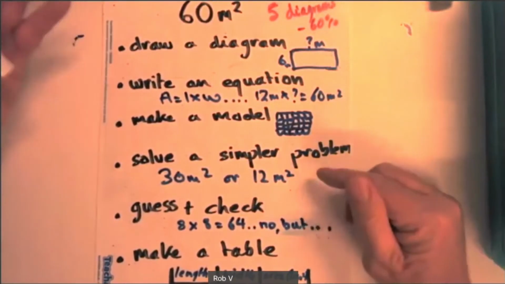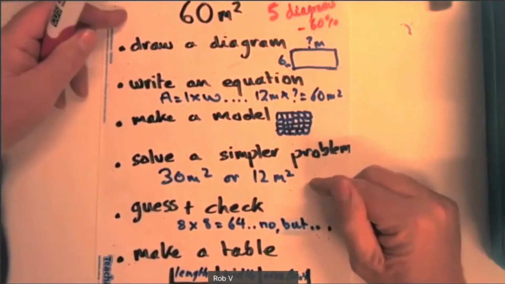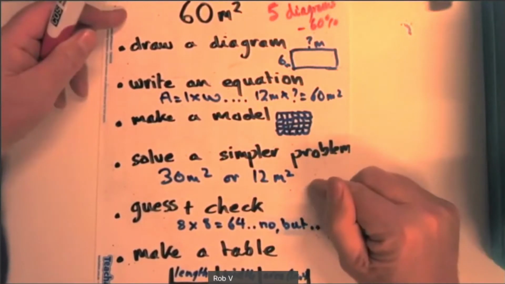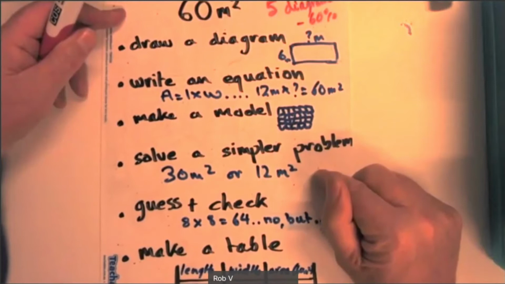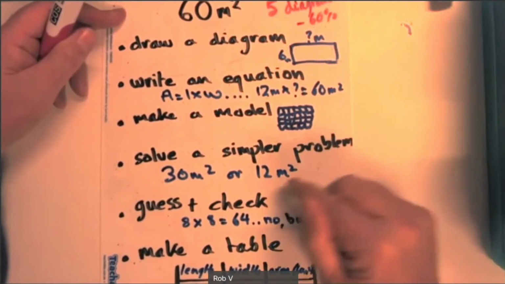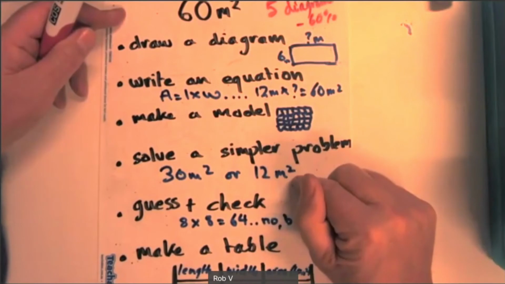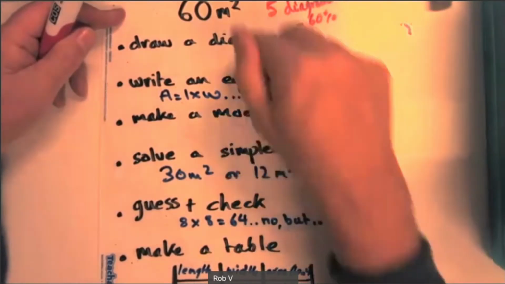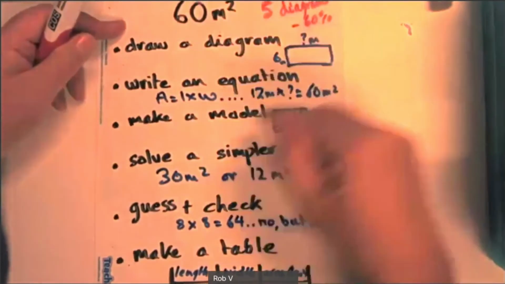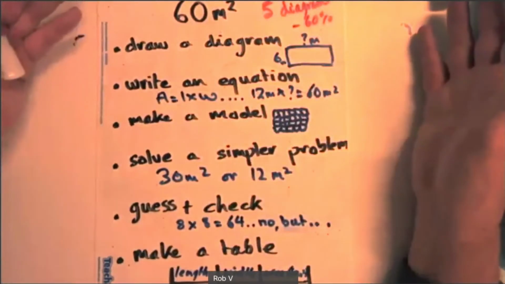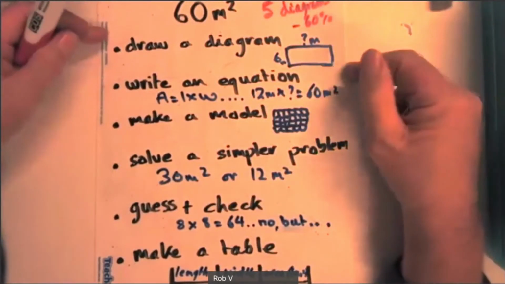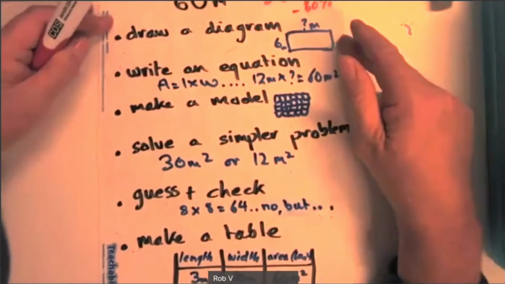I wouldn't limit this just to primary, but if the problem is too difficult for some kids, they just need to start with a simpler problem. So take it back to 30 square meters. I've had kids who I had to take it back to 12, and then they either go straight back to the 60 meters or they go to the 30 meters. But they get it by doing a simpler problem. It's one of the genuine problem-solving strategies.